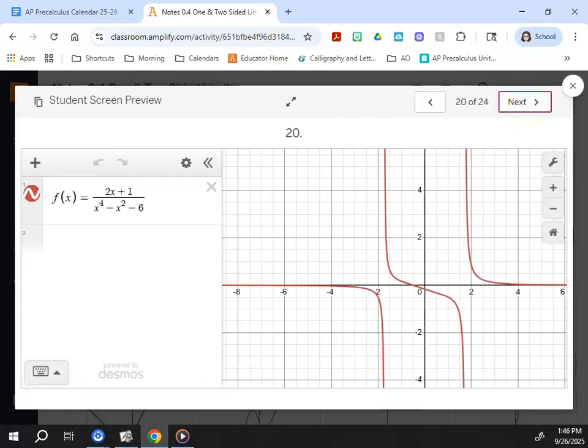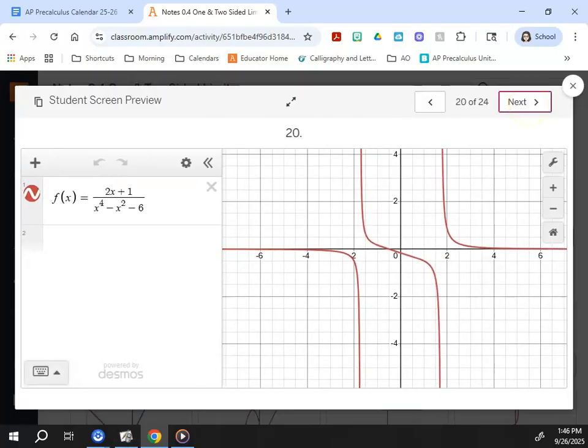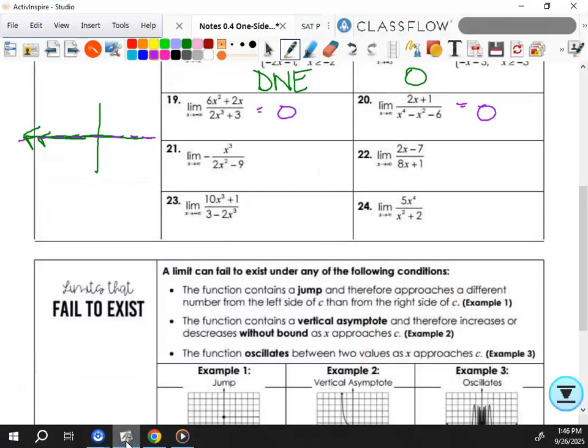Here's this one. So we know we have an asymptote at y equals 0, right? Here's an instance where the function crosses the asymptote. But that's middle behavior. We don't care. Way out here, we're approaching 0, and that's what we're interested in with end behavior. Okay? We good on that? All right, number 21.